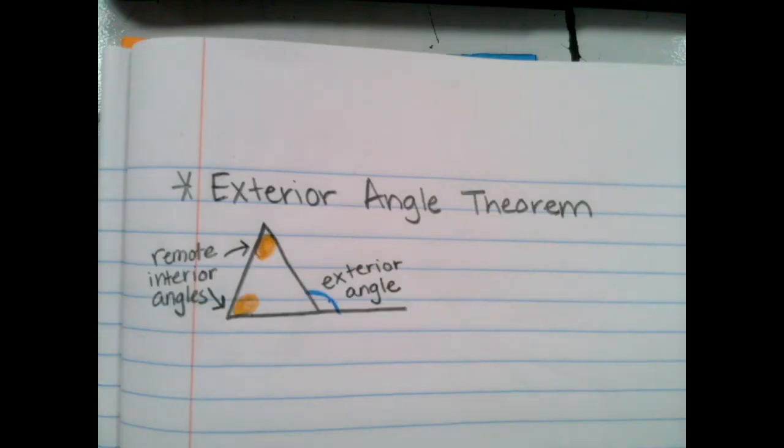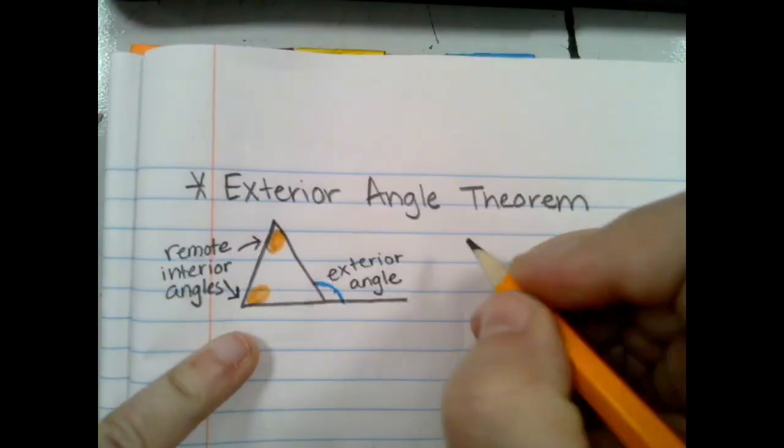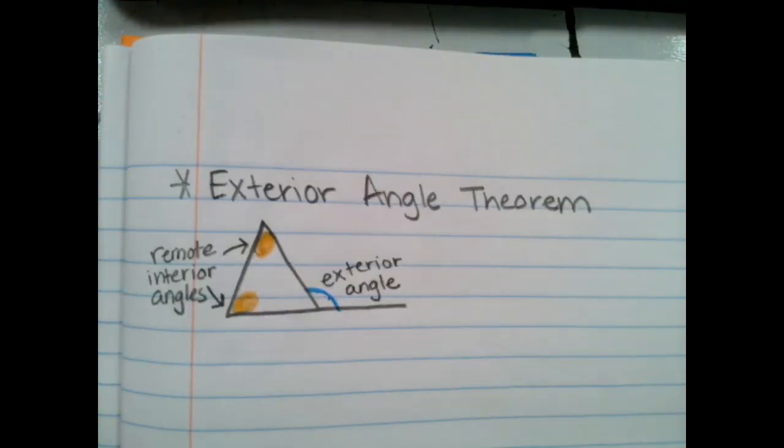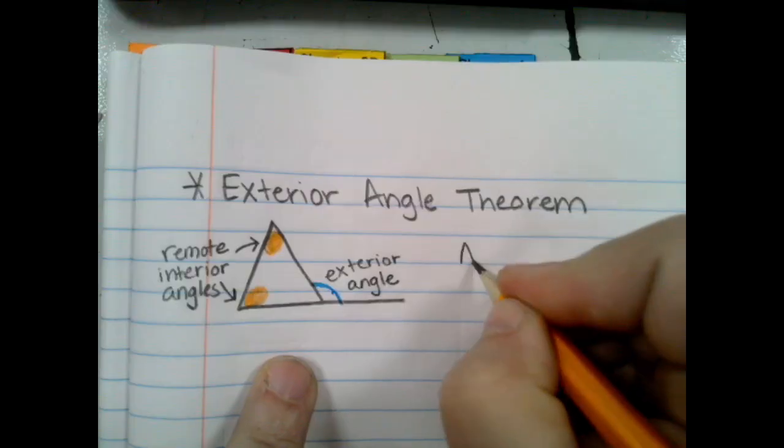Okay, and this theorem just allows us to skip over one part, and I'll show you in the next one why it allows us. We'll do it the long way first, then we'll do it the quick way. Okay, and this theorem says that, what does it say? You add the remote interior angles.